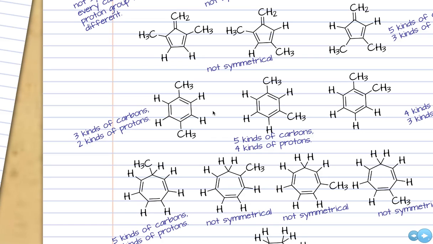So we're looking for a molecule that's really symmetrical. This one seems to fit that bill. It's symmetrical all kinds of ways. So let's count this out here. I've got four protons, and you know what? These are all exactly the same. This proton and this proton and this proton and this proton are exactly the same.